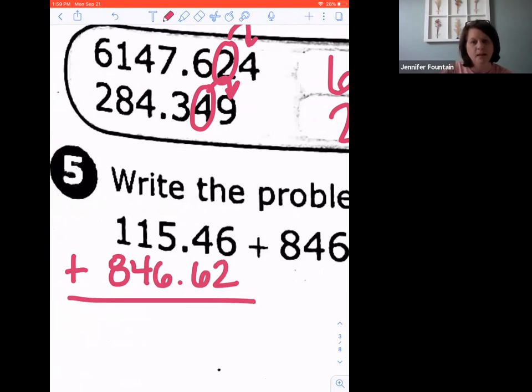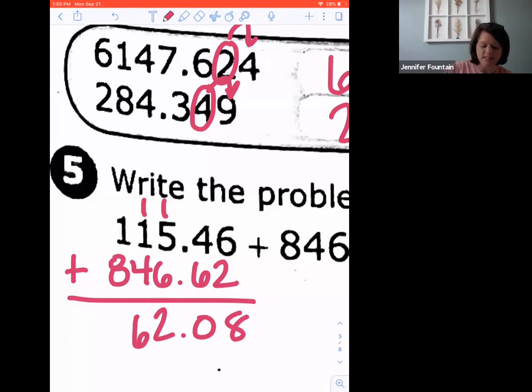Add them up. 6 plus 2 is 8. 4 plus 6 is 10. And I'll put my decimal there, carry my 1. 5 plus 1 is 6. 6 plus 6 is 12. Put down my 2, carry my 1. 1 plus 1 is 2. 2 plus 4 is 6. And 1 plus 8 is 9. 962 and 8 hundredths.